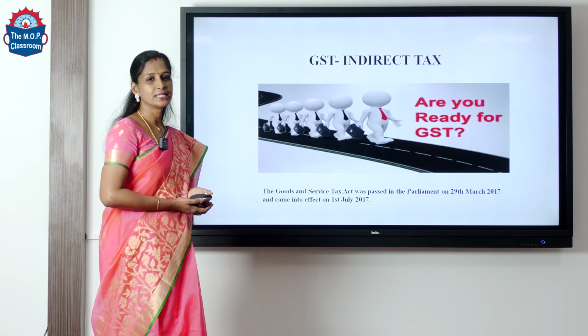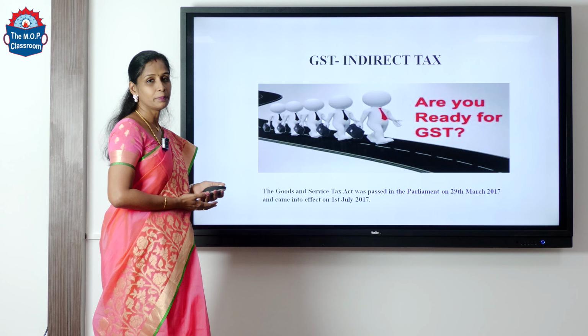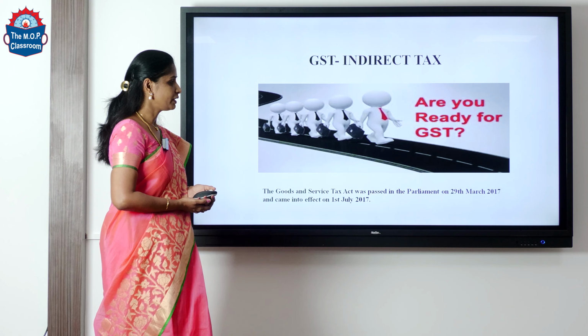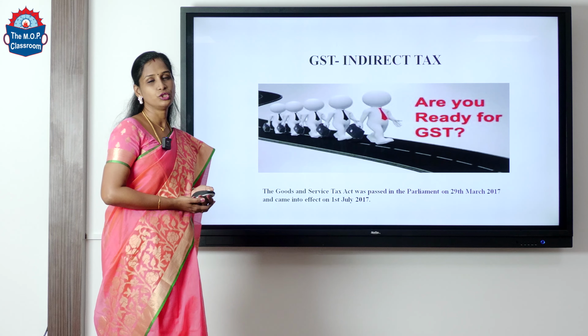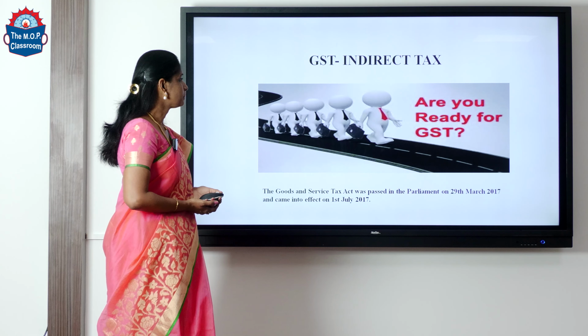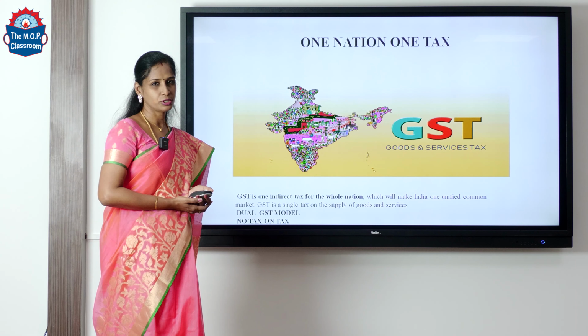Now coming to GST. GST is an indirect tax. The Goods and Service Tax was passed in the Parliament on 29th March 2017, and it came into implementation effect from 1st July 2017. And the best tagline used for GST is one nation, one tax.